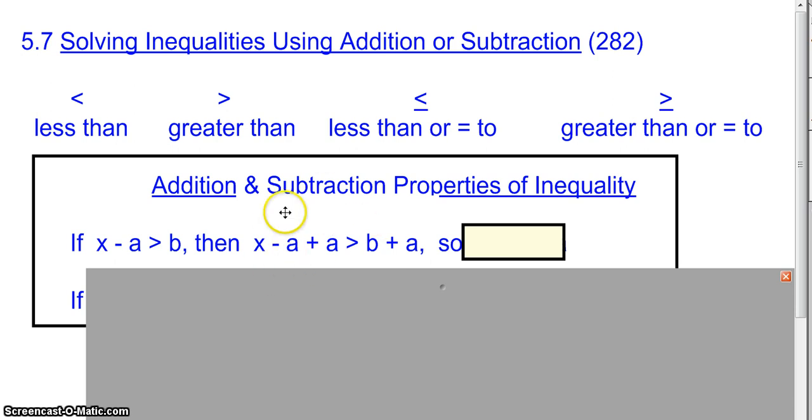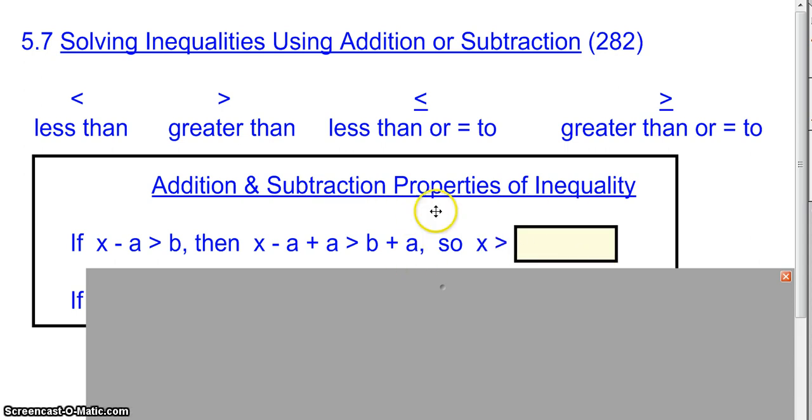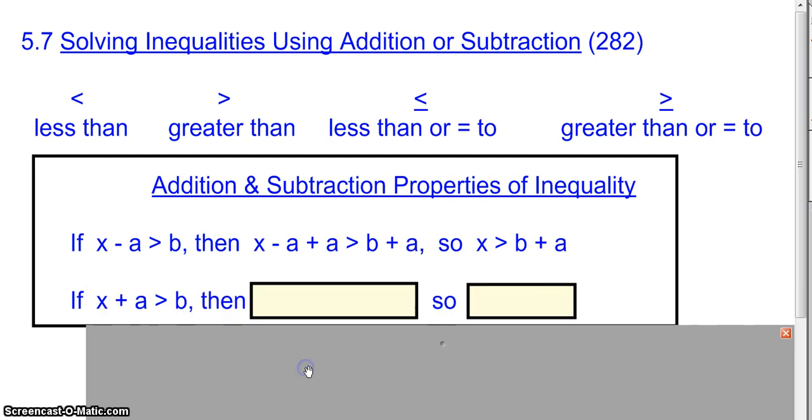So we're left only with what on the left side here? X. X, good. So x is greater than, what's left on the right side? B and A. B plus A, good, both. Okay, so here is our transformed inequality. Okay, let's try this with a less than. Oh no, I'm sorry. It would work the same with all the signs.